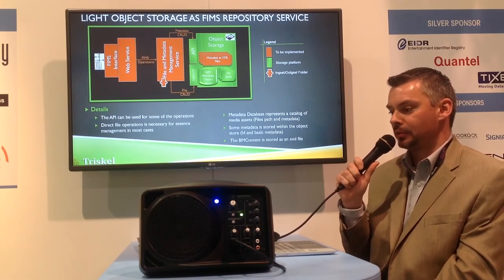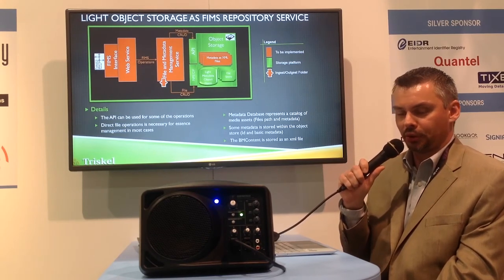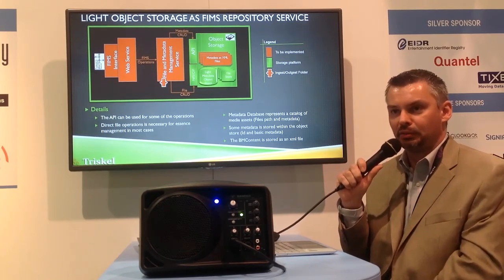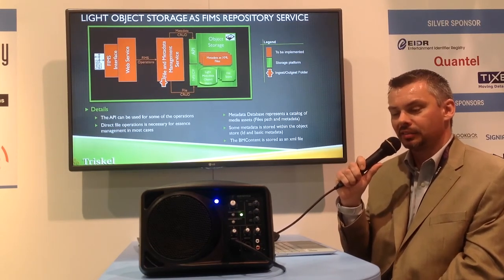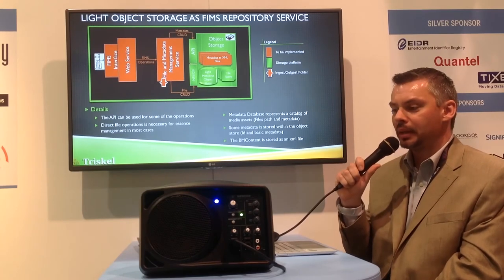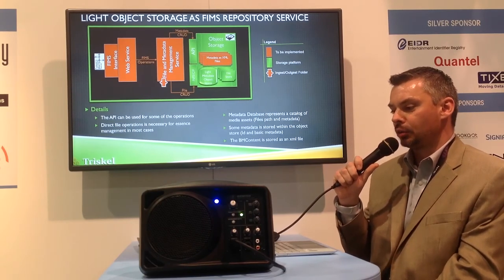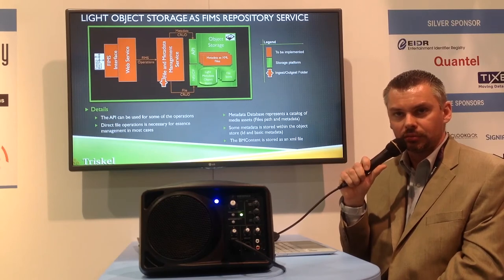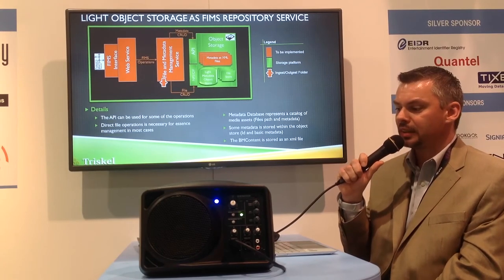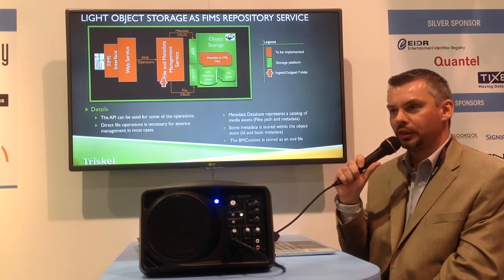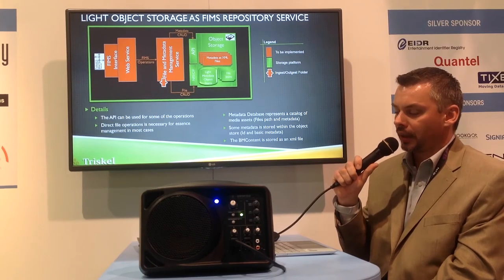Now the light object storage as a FIMS repository service. Remember, the light object storage are those type of products that had started their life as a file storage and APIs have been built on top of them to start exposing them as an object-based storage. They have limited functionality when it comes to metadata and definition of objects. So for some of the operations, the API can be used, but for other ones, you basically have to work around it. There's still some access that has to be done to the light storage in order to deal with files, where you move files around and you define files within the object storage itself.